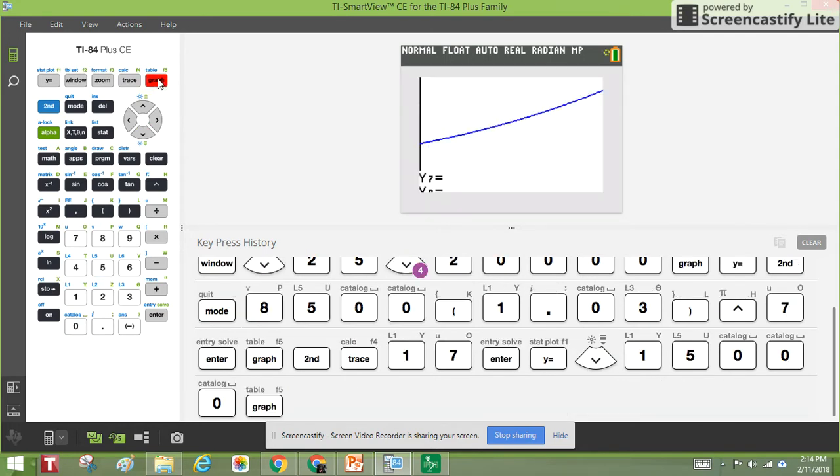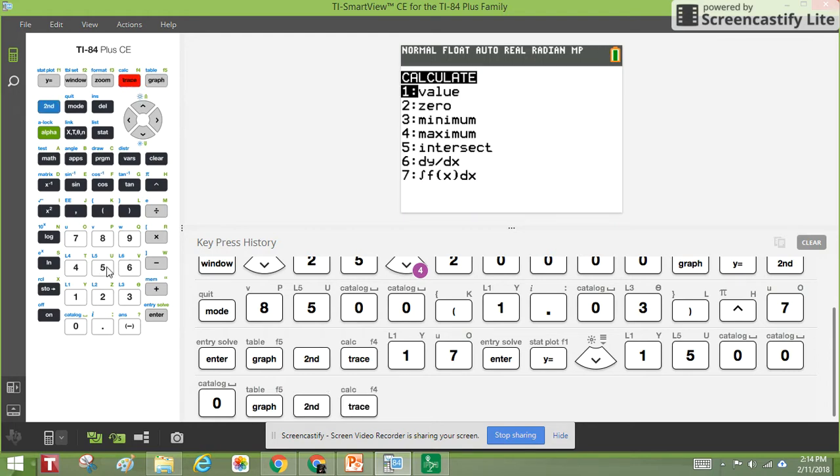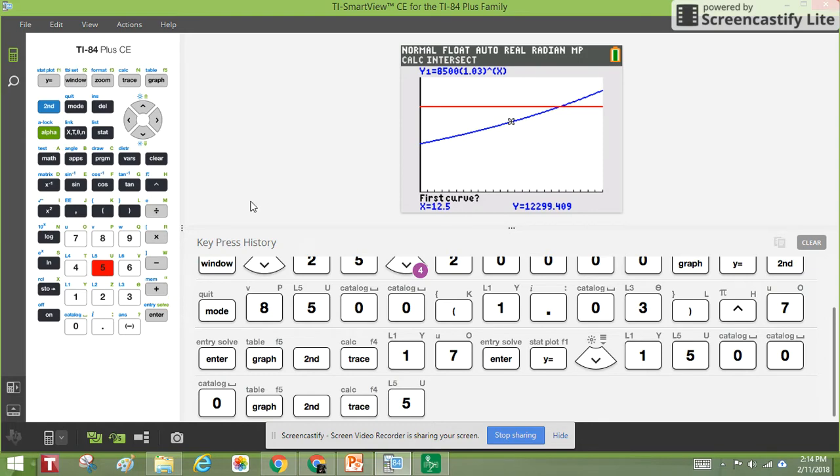And then when you graphed it, you just very simply would use your intersect, that second trace, and then use your intersect button to find out where they intersect. On the bottom, it says first curve. You can see it's kind of flashing on this first curve, so I'll hit enter. It jumps up to the second curve, so I'll hit enter again. And it says guess.